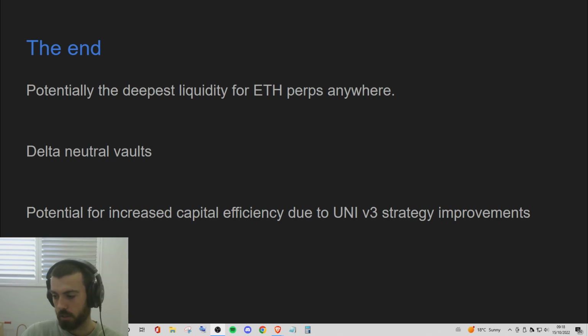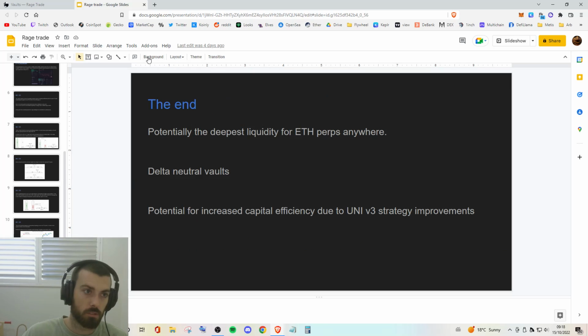And it is early for Uni V3. It wasn't released that long ago, so there's a lot of potential for the efficiency of these pools to grow. And constantly new strategies coming up. So this could be the actual swaps and the fees and everything, and the concentration of liquidity. All that could be improved massively. So there's that to look out for as well.